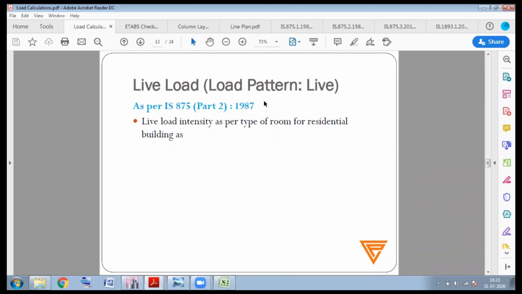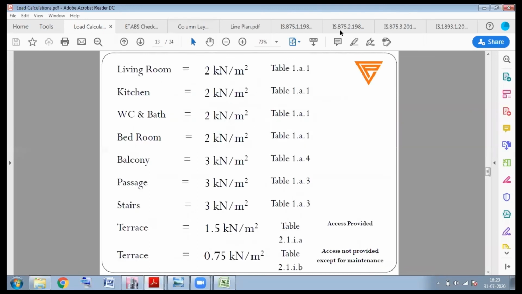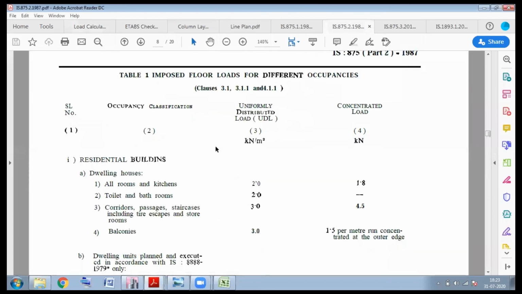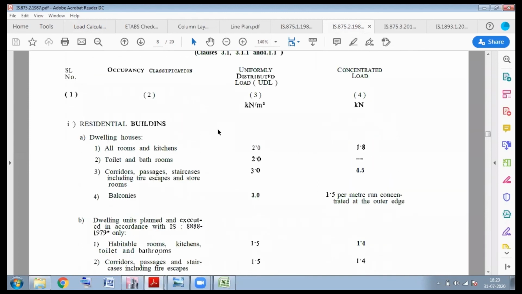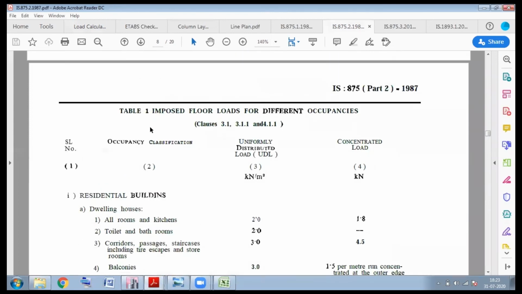For calculating the live load, the load pattern is given by us, that is live for ETABS. For calculating this load, we are using the codal provision called IS 875 part 2. For calculating dead load, we used part 1. For calculating live load, we want to use part 2, 1987. This is the code book, part 2, table number 1, page number 7.